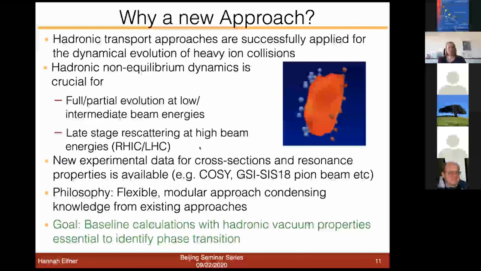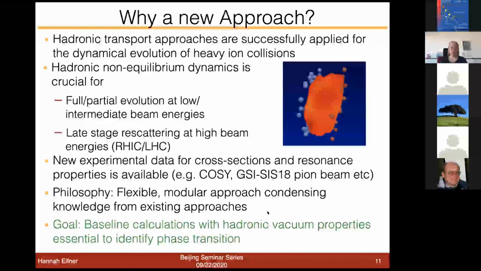And yeah, there has also been new experimental data. If one looks at the PDG book from time to time, there are actually always updates, especially concerning resonance properties and some of the basic cross sections that one needs and so on. So in our philosophy, we try to build a very flexible, modular approach, which somewhat condenses knowledge from the existing approaches. Of course, there have been approaches before in the literature that are still actively developed. But we were trying to basically pick the best solutions from these approaches, put them in one approach, and adapt it to the newly available data as much as we can.